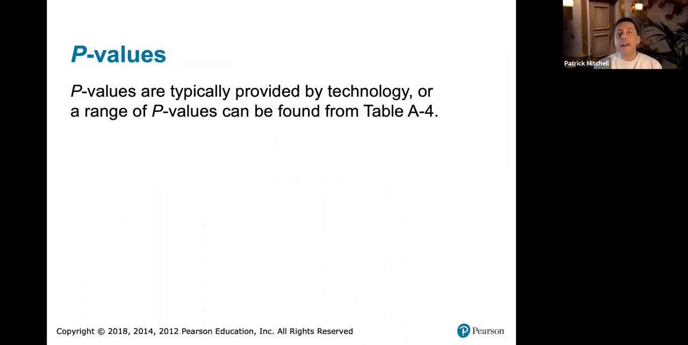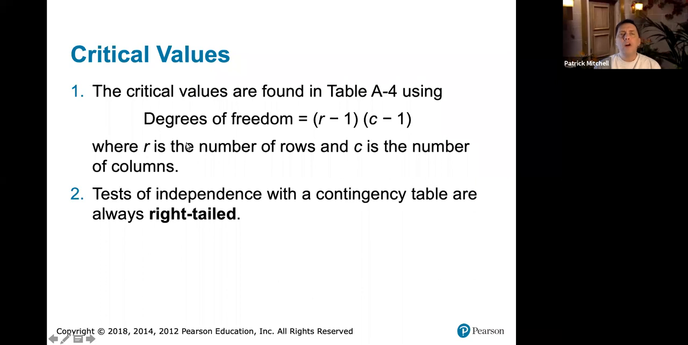P-values are typically provided by technology. In fact, for a chi-square test, that's the only way that we know to get exact p-values, or a range of p-values can be found from table A4. Alternatively, you can use critical values. The critical values can always be found in table A4. The degrees of freedom will be R minus 1 times C minus 1. And again, R is the number of rows and C is the number of columns. And just like in the last section, tests of independence with a contingency table are always right-tailed. That's kind of nice. One less thing to keep track of.